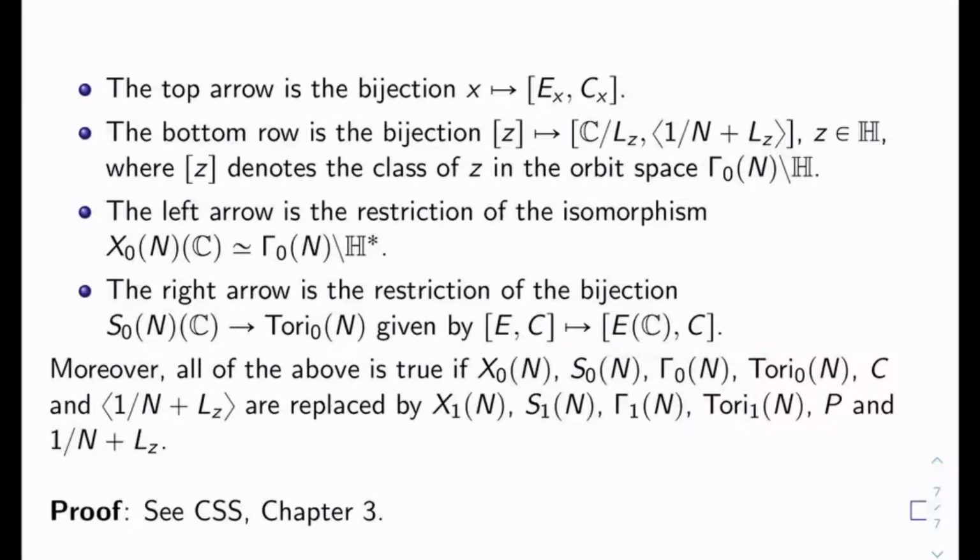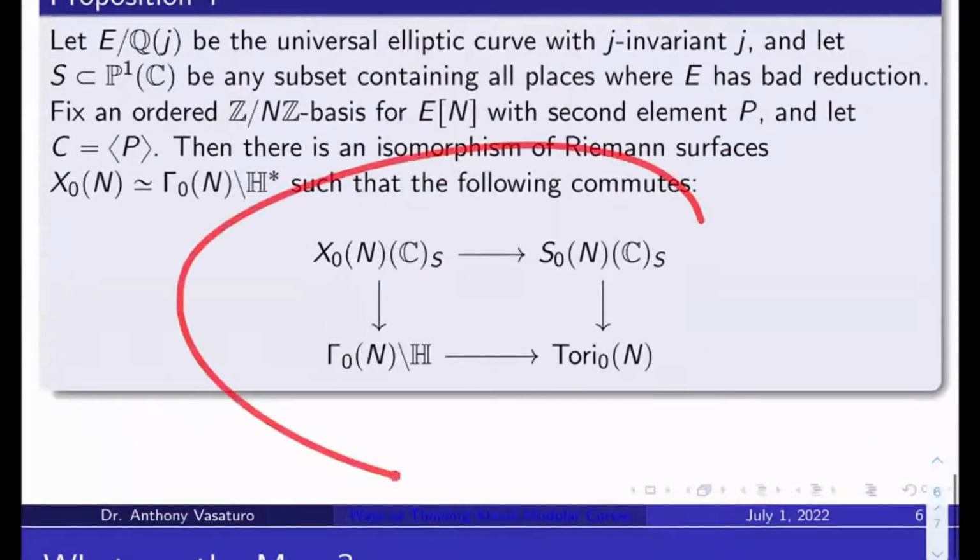And moreover, I just want to say, before I give you a punchline here, all of the above is true if you replace X sub 0 of n, S sub 0 of n, gamma 0 of n, tori sub 0 of n, C, and the group generated by 1 over n plus L sub Z, by X sub 1 of n, S sub 1 of n, gamma sub 1 of n, tori sub 1 of n, P instead of C, and 1 over n plus L sub Z instead of the group generated by 1 over n plus L sub Z. So you get another diagram that commutes.